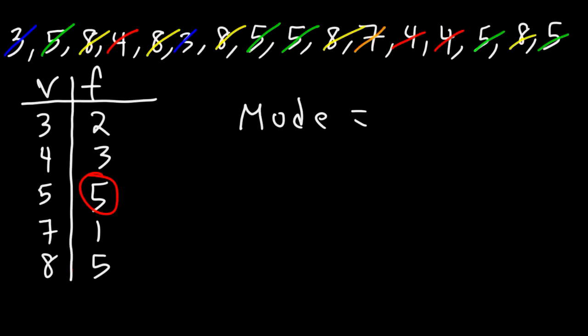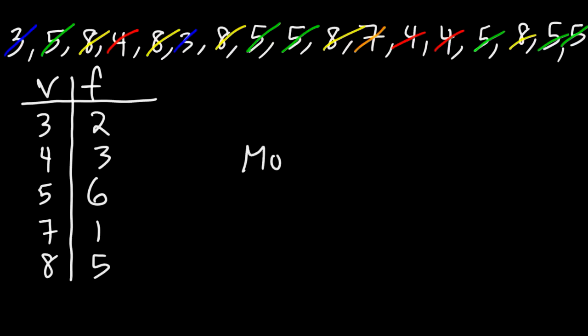Now, let's say we introduce another number. Let's put another 5 here. So the range is not going to change. So now we have a total of 6 5s instead of 5 of them. So in this case, it's no longer a bimodal data set. It's a unimodal data set. So there's going to be one mode. Since now 5 has the highest frequency, the value 5 is the mode of the data set now.